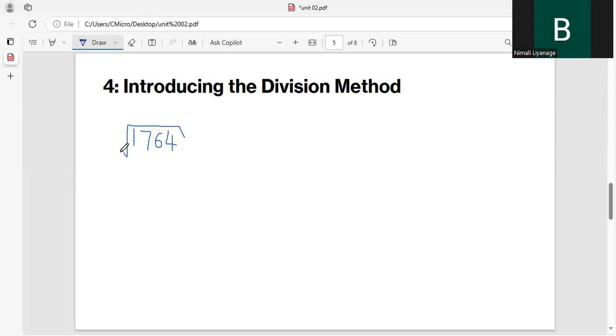Okay. Step 4 is double the number above the line.